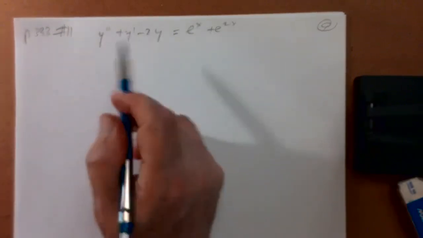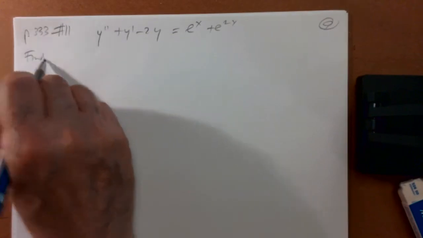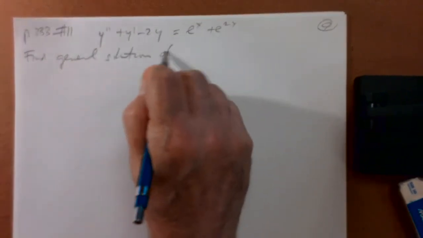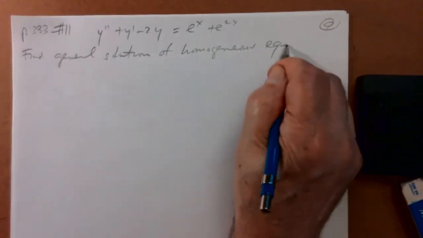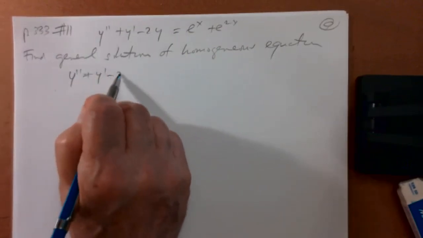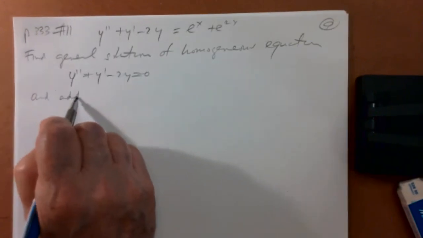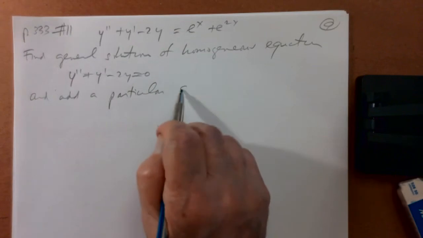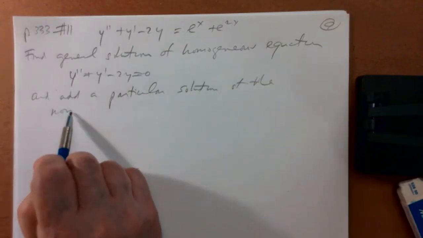How do we solve a non-homogeneous equation like this? So find the general solution of the homogeneous equation, y double prime plus y prime minus 2y equals 0, and add a particular solution of the non-homogeneous equation.